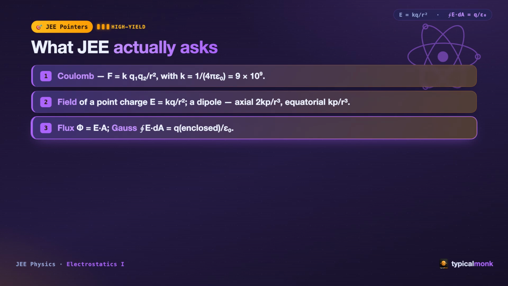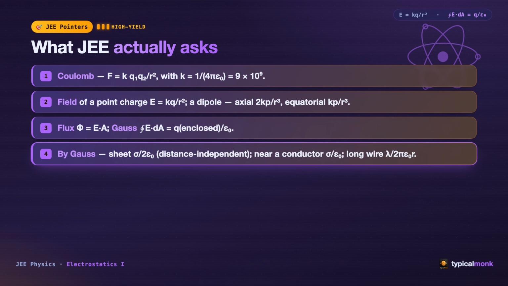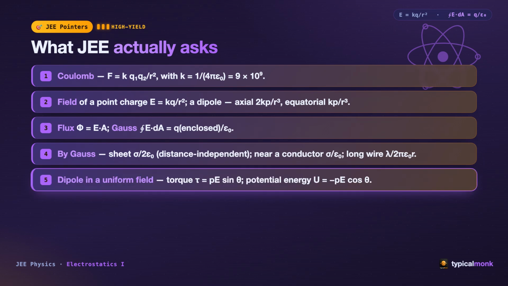3. Flux, phi equals E dot A, and Gauss, the closed surface integral of E dot dA, equals the enclosed charge over epsilon naught. 4. By Gauss, an infinite sheet gives sigma over 2 epsilon naught, independent of distance. Near a conductor, sigma over epsilon naught. A long wire, lambda over 2 pi epsilon naught r. And 5. A dipole in a uniform field. The torque, tau equals pE sine theta, and the potential energy, U equals minus pE cosine theta.